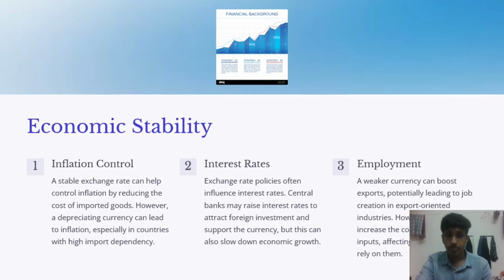Next is employment. Weaker currency can boost exports, potentially leading to job creation in export-oriented industries. So strong currency can make exports more expensive. This might be harder for the businessmen to sell things to other countries, which could create job losses. On the other hand, weaker currency can make exports cheaper. This might help businesses sell more and create more jobs.